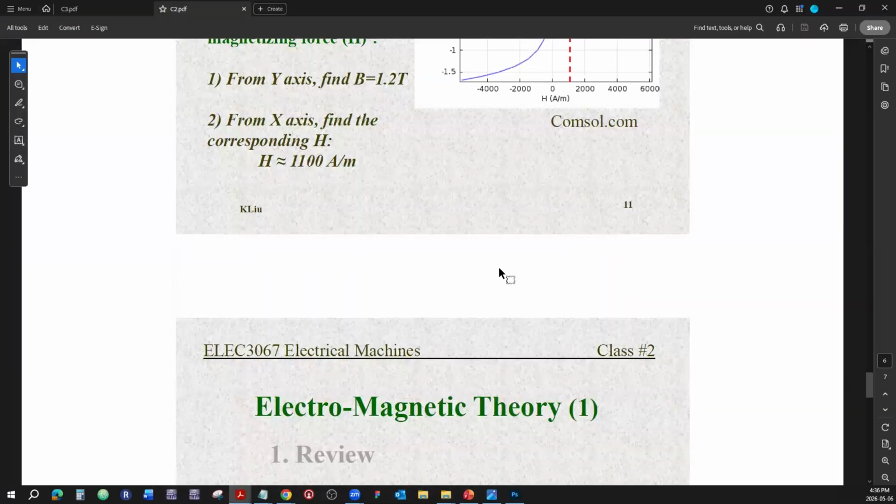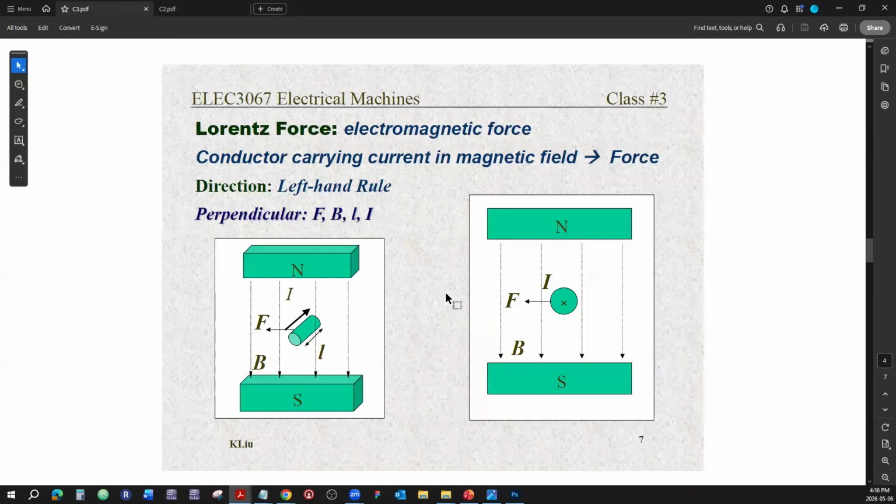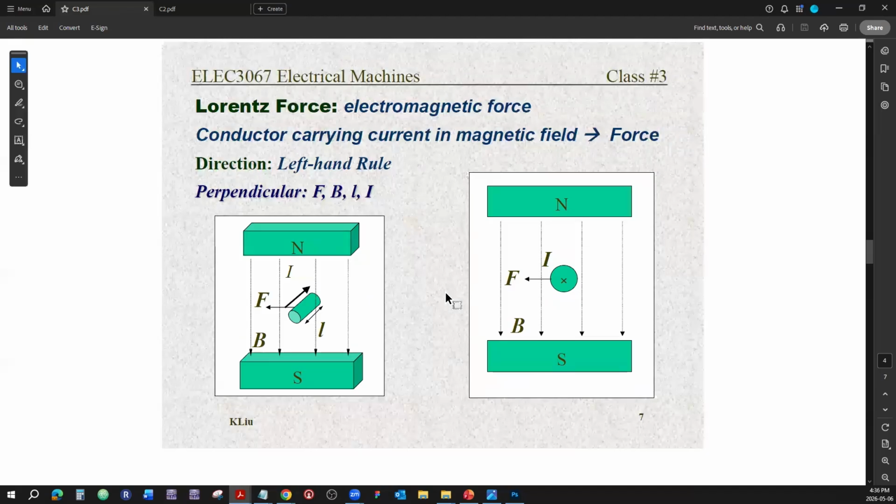Where are we here? Okay, so we're looking at the left-hand rule. If this is the direction of the current flowing inside the conductor and the magnetic lines are cutting through across here, that physical conductor is going to have a physical tendency to be pushed that way. Right? Lorentz force: conductor carrying current, magnetic field, force direction, left-hand rule.